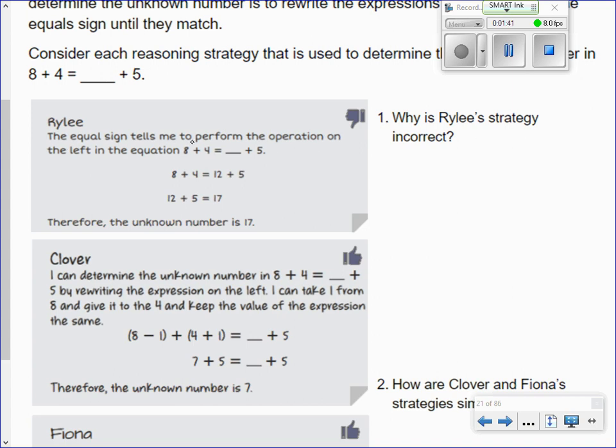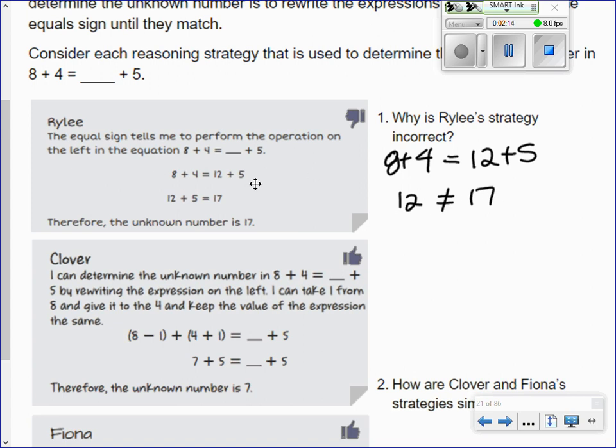She says the equal sign tells me to perform the operation on the left in the equation, 8 plus 4. Well, that's all good and well, but that 12 does not become part of our other equation on the other side. If you look at hers, you say 8 plus 4 equals 12 plus 5. That's not a true statement. This is 12 and this is 17. Well, 17 is not our missing number.